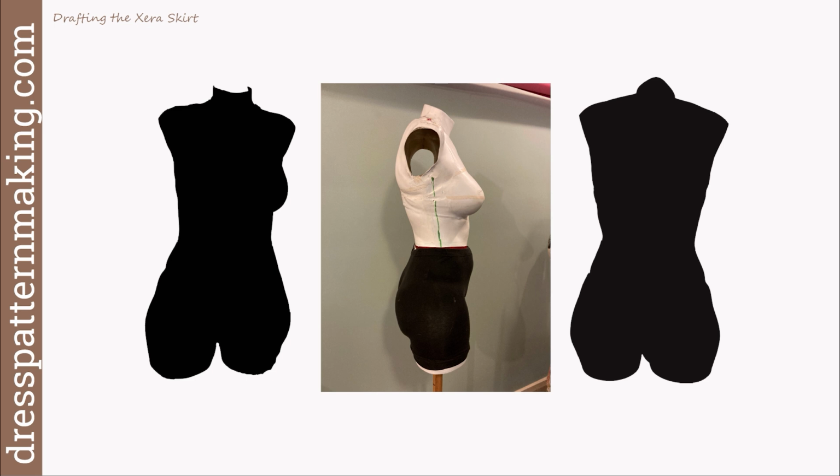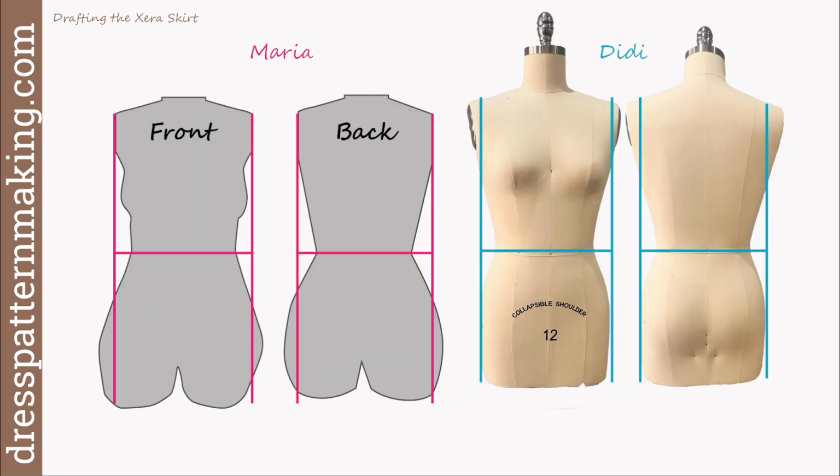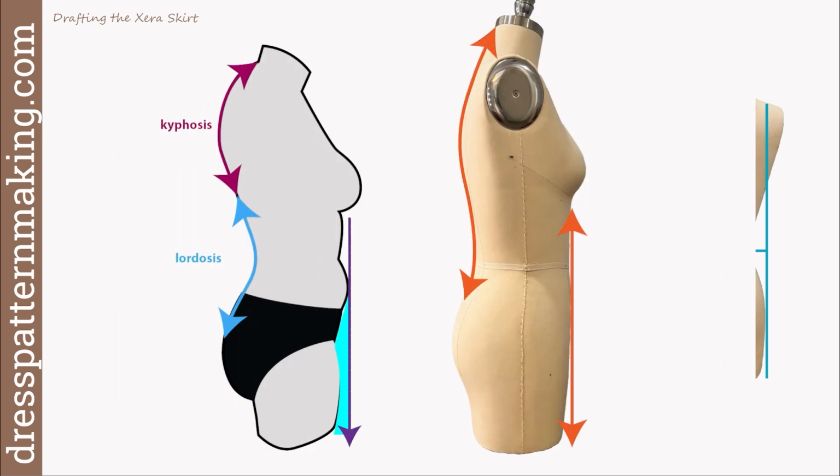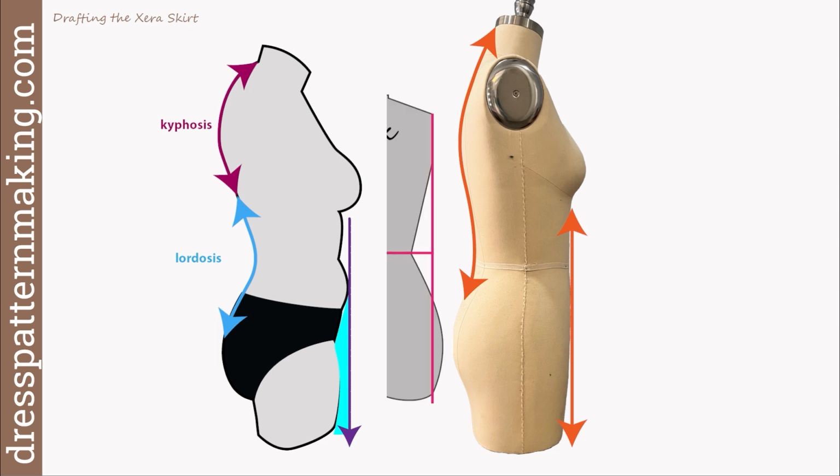This is my body shape taken from my body cast, so it's very close to a true representation of my body, although I have changed a little in the last 16 years since it was cast. But the basic shape has remained the same. It is very different to Dee Dee's body shape. Dee Dee is my dressmaker's dummy.